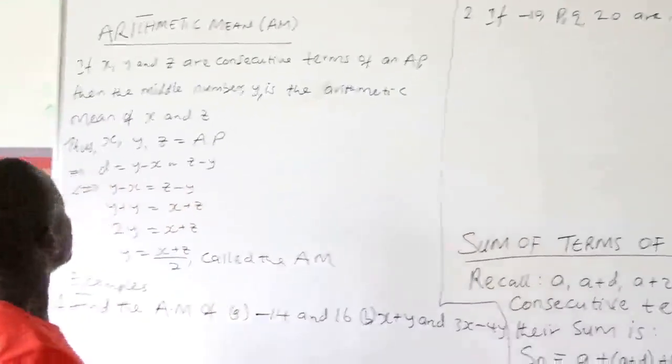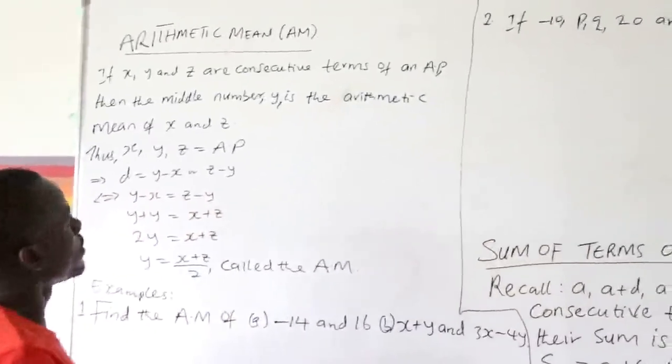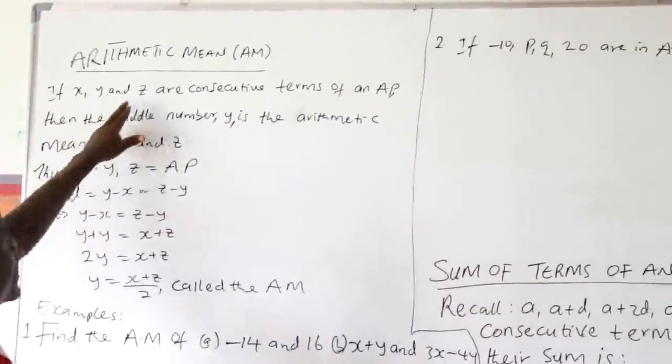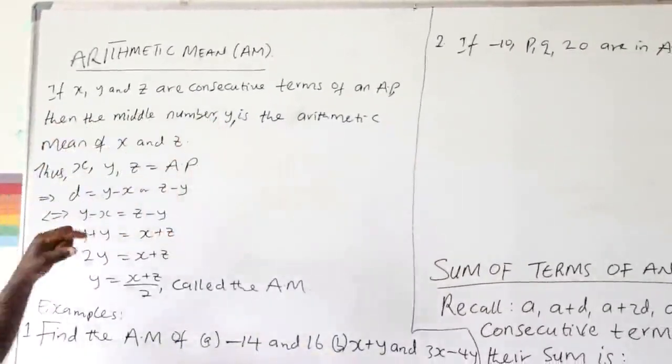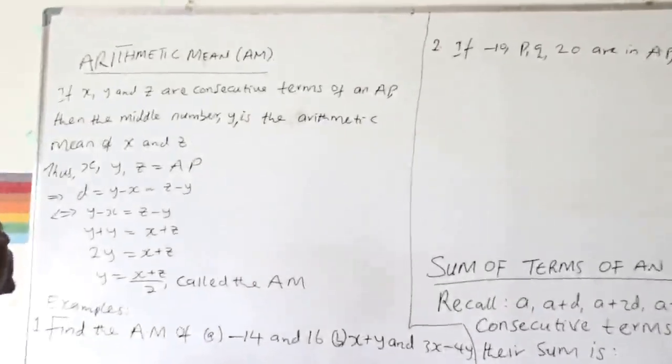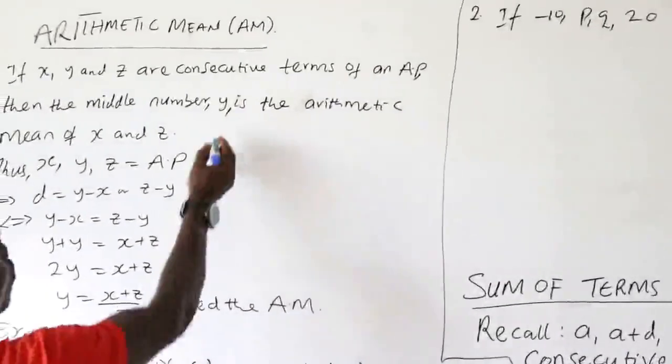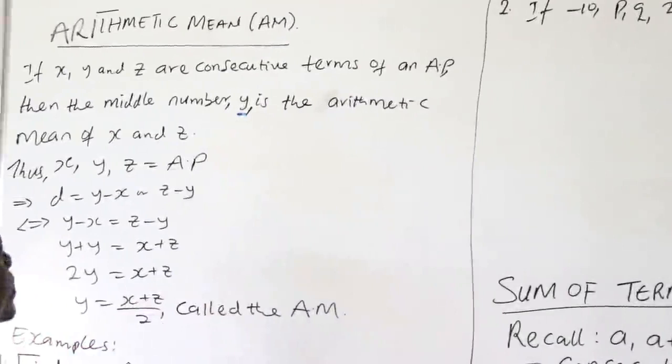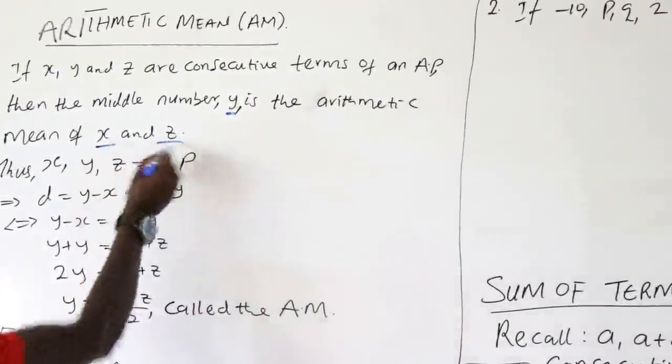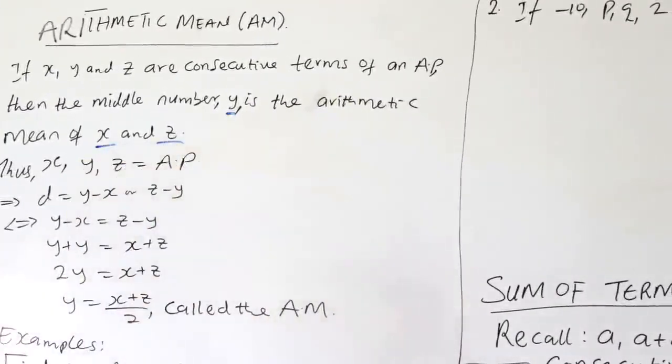Okay, now we are going to consider another one, arithmetic mean. Now, if x, y, and z are consecutive terms of an arithmetic progression, then the middle number, that is y, is the arithmetic mean of x and z. Now let's check what we are looking at here.